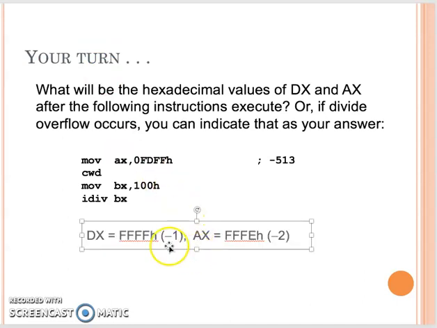So that's your result. We don't have a divide overflow because we divide by 100. But you can try dividing by 10, and then you may have an overflow happen. So that's our signed division.